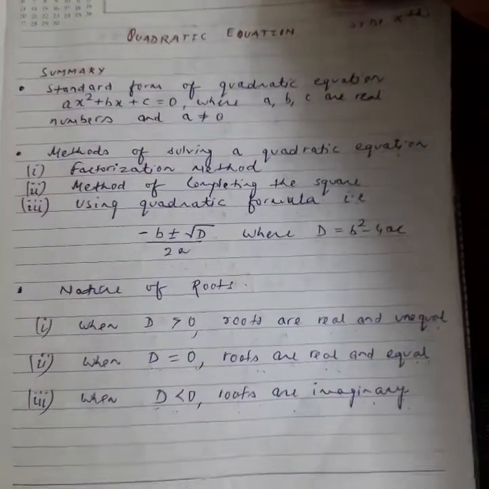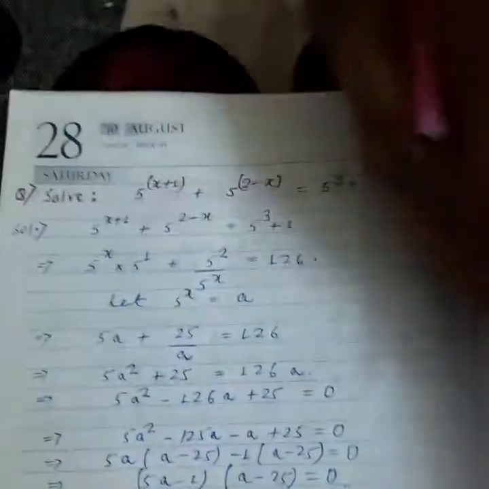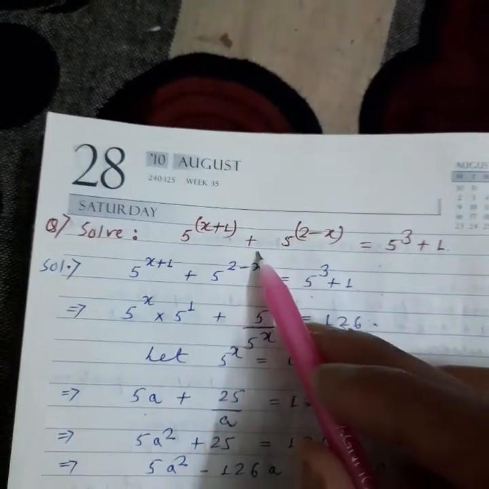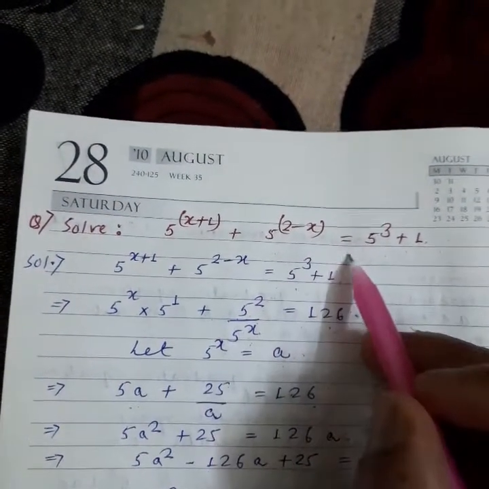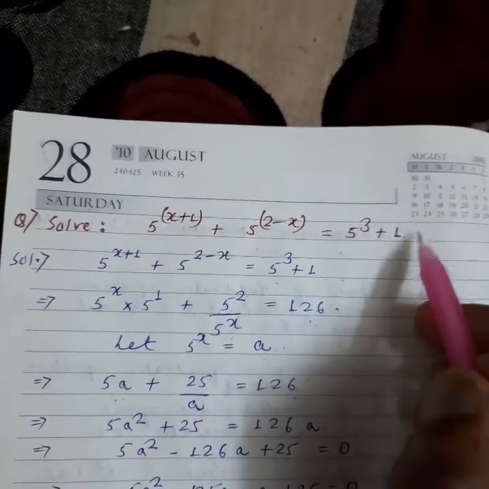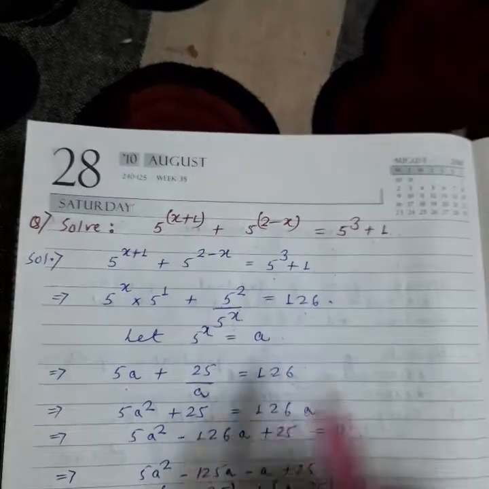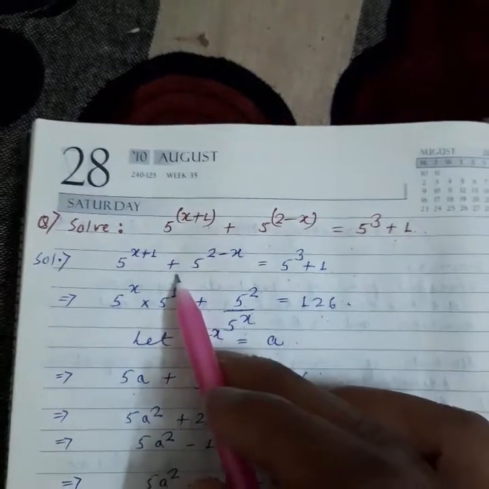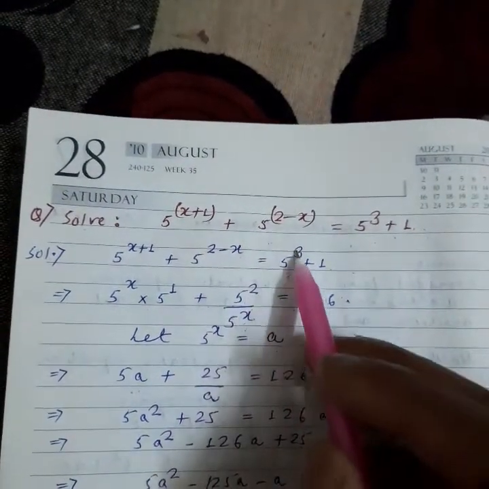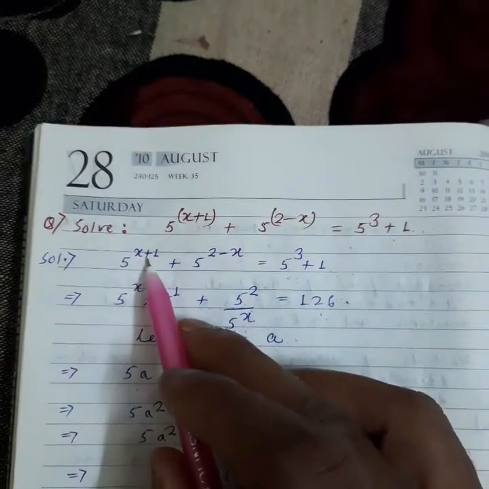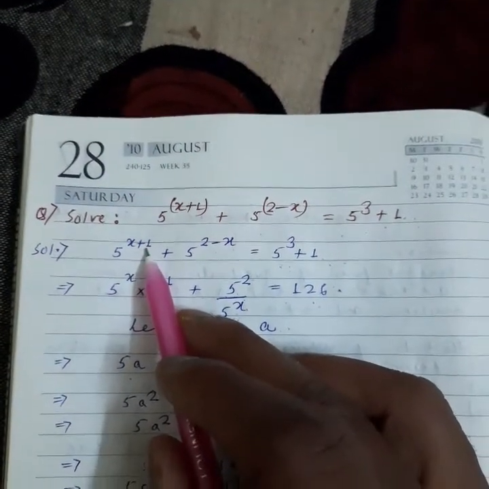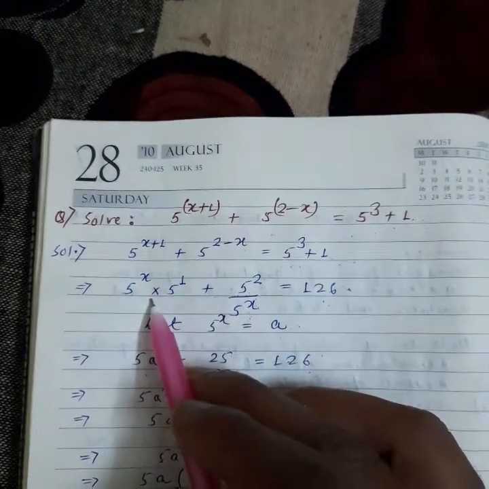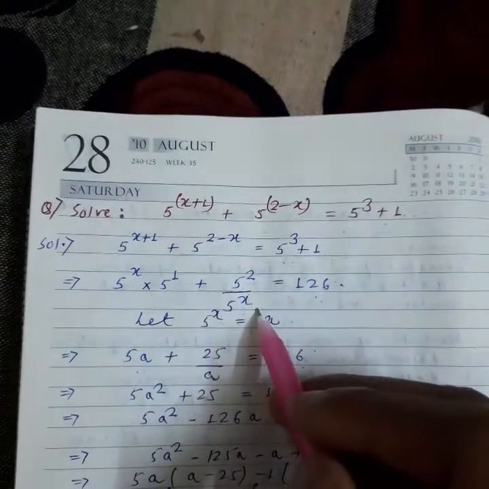Let us discuss some examples for your reference. Question number 1: solve 5 to the power x plus 1 plus 5 to the power 2 minus x equals 5 cube plus 1. Here we need to find the value of x. So how can we solve this? Our equation is 5 to the power x plus 1 plus 5 to the power 2 minus x equals 5 cube plus 1. Here the exponents, using the law of indices, can be broken as follows: since this is plus, it can be broken in the form of multiplication, and the subtraction can be broken in the form of division.